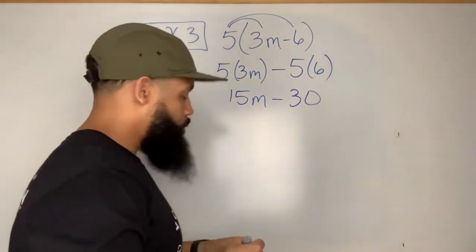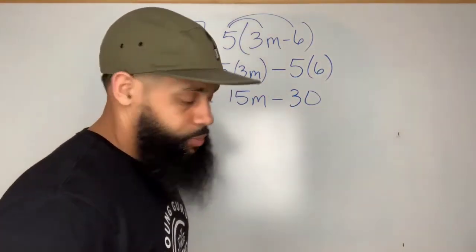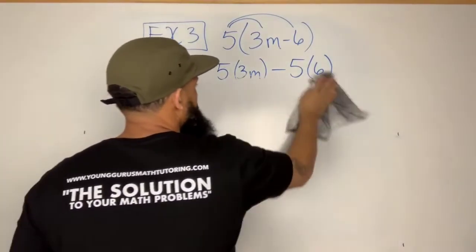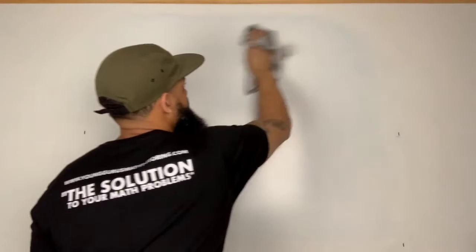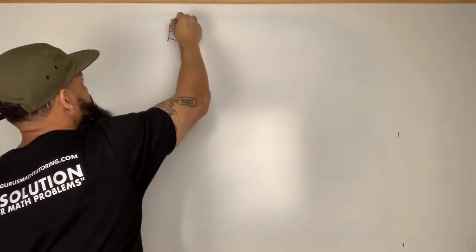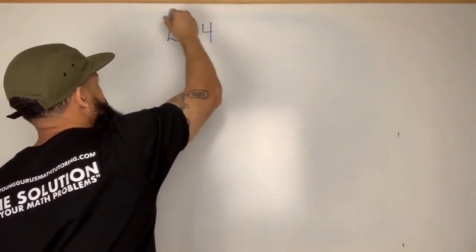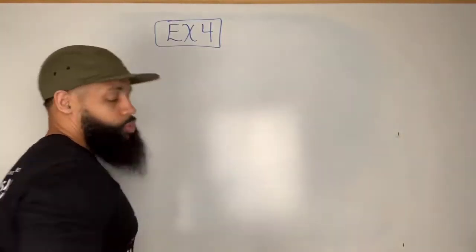Okay, now let's keep going. And these examples are pretty short. I just want you to see how to do this. This is very, very important, because if you know how to use the distributive property effectively, then you can go on and do some other things with expressions.